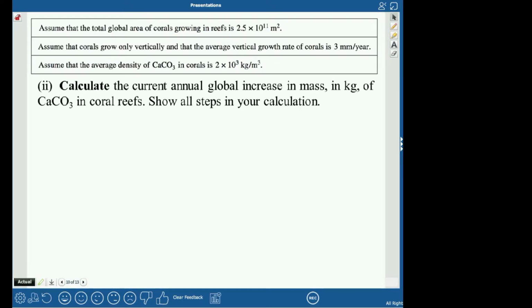Okay. The next part says calculate the current annual increase in mass of calcium carbonate in coral reefs.